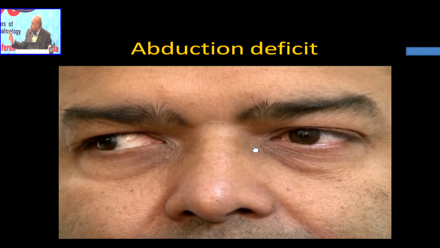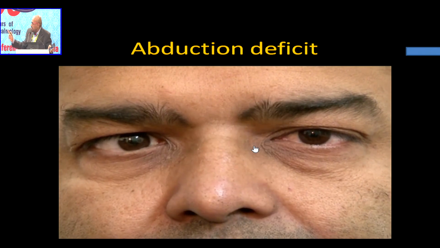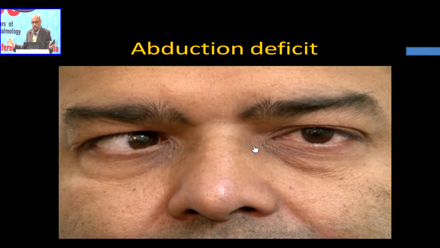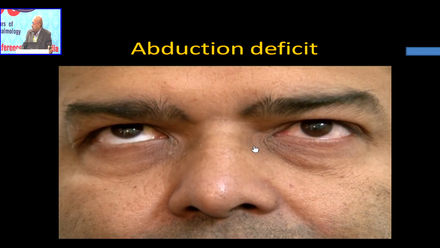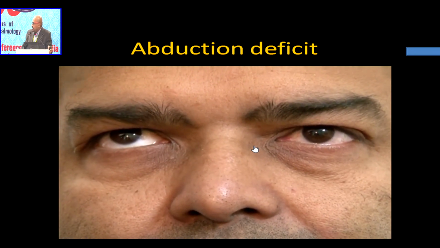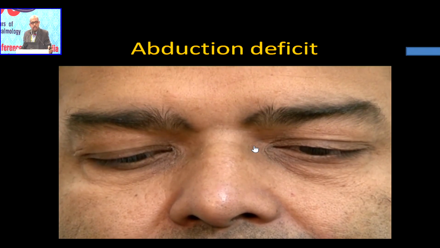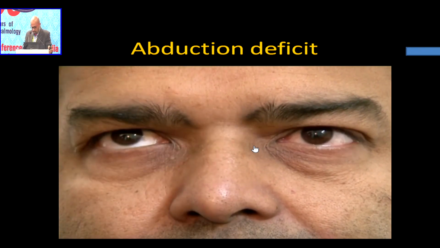See when the patient tries to look to the right. No abduction of the left side. Tell me, what do you find about the adduction and elevation? What do you think? So there is a limitation of elevation as well of the left eye. Look at the adduction also very carefully.